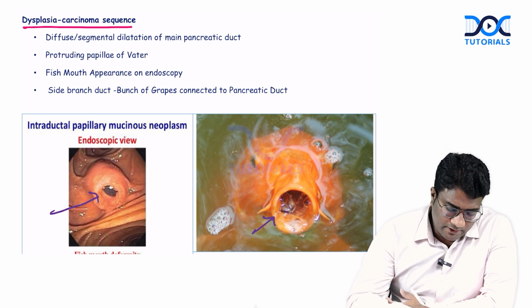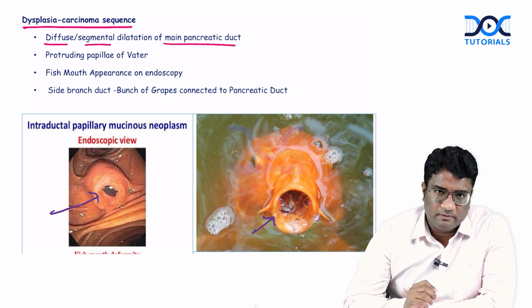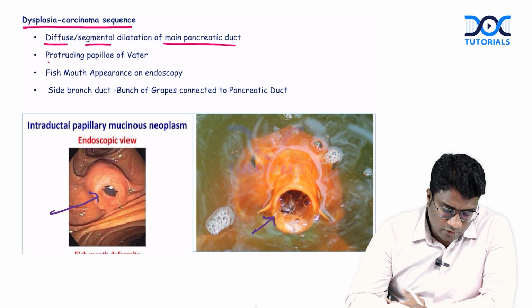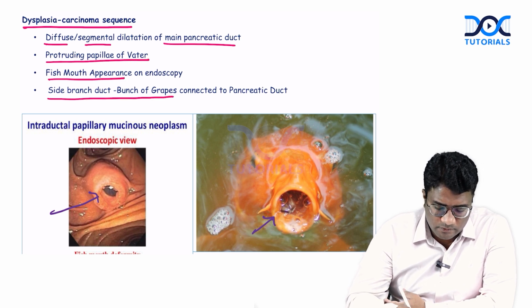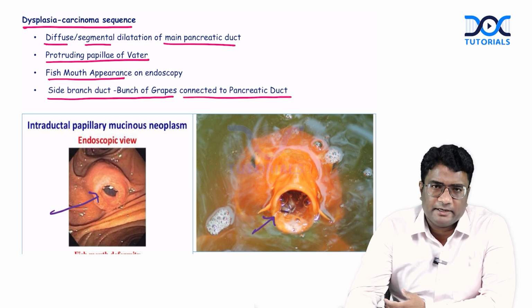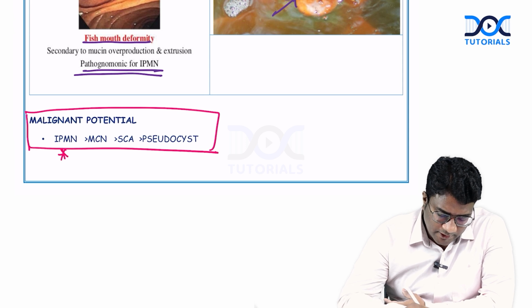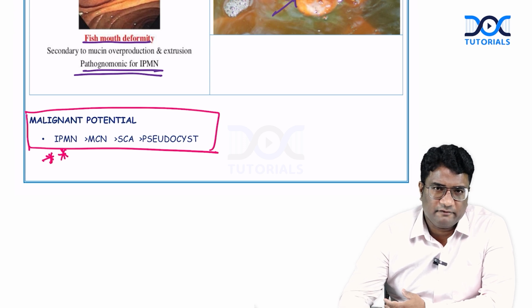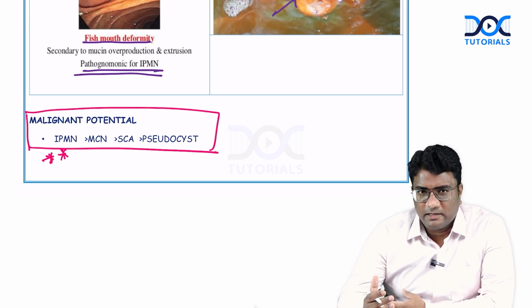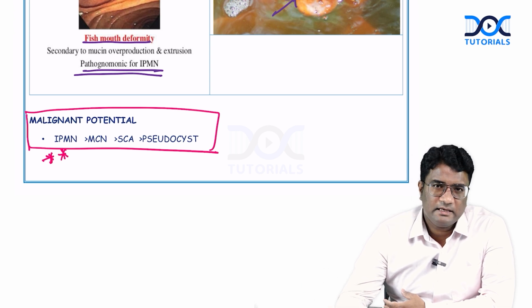So, there will be either a diffuse involvement or a segmental involvement of the main pancreatic duct, side branch involvement or a mixed involvement. There could be a protruding ampulla of Vater showing a fish mouth appearance, and the side branch involvement shows a bunch of grapes appearance, but this will be connected to the pancreatic duct. And the malignant potential of IPMN is much greater than that of mucinous or serous, and pseudocyst does not have any risk of cancer. So, what is the order? Intraductal papillary mucinous neoplasm, serous cystadenoma, lastly the pseudocyst. Pseudocyst has no risk of pancreatic adenocarcinoma.